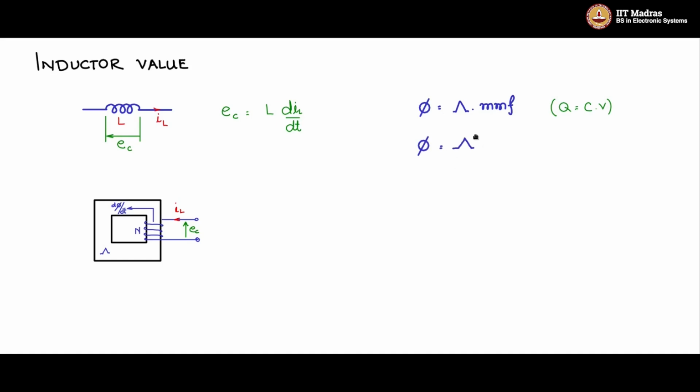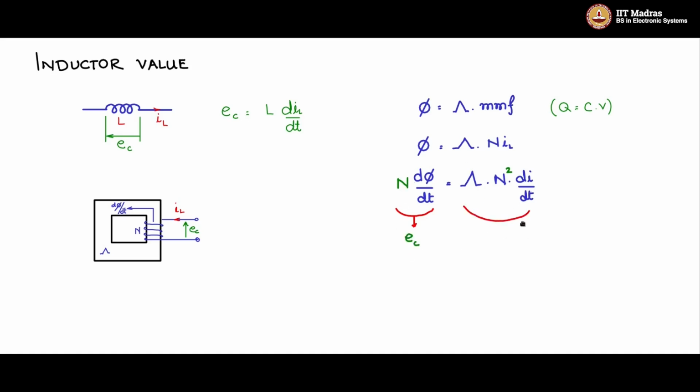Now, phi is equal to permeance into MMF can be written as N IL. Let me now differentiate this equation. d phi by dt equals permeance constant, N constant, dIL by dt. Now, let me multiply both sides with N. So, N d phi by dt is equal to permeance, now N square, dIL by dt. Now, if you look at this, this is nothing but Faraday's law, EC, which is equal to N d phi by dt, voltage across the coil.